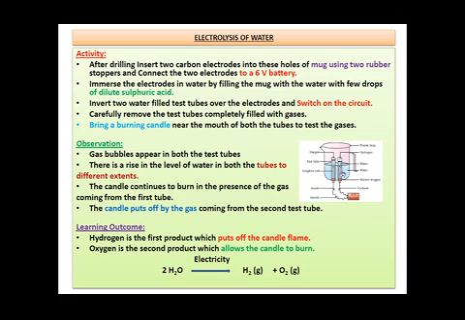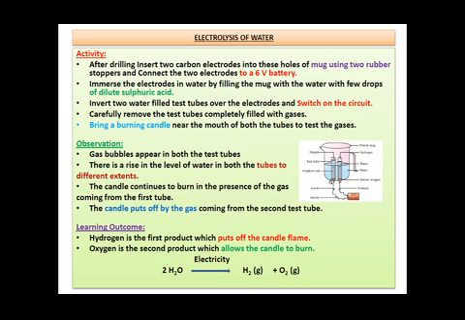Electrodes are immersed in water and a few drops of dilute sulfuric acid is added into the water. Now two water-filled test tubes are taken, which are very carefully inverted over the electrodes. As you can see over here, two test tubes are taken which were filled with water and they are now inverted over the electrodes very carefully.